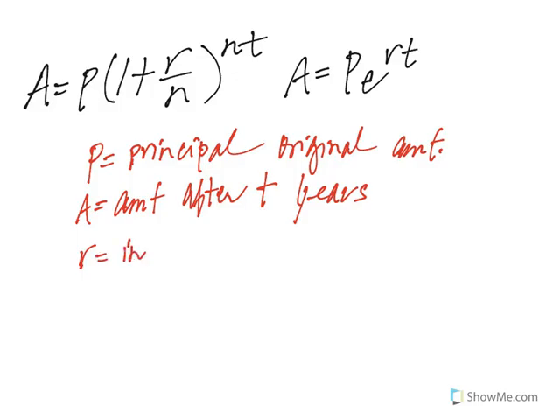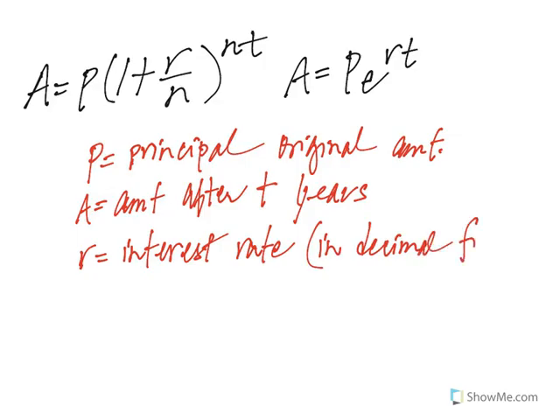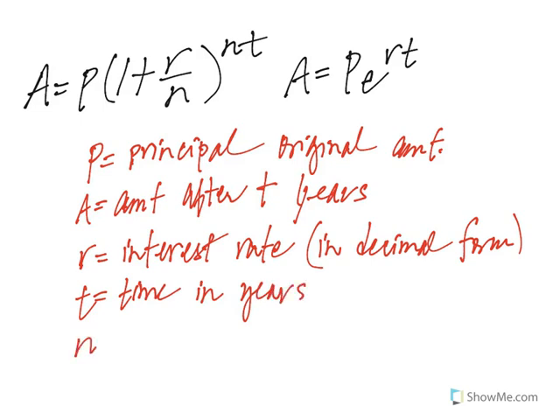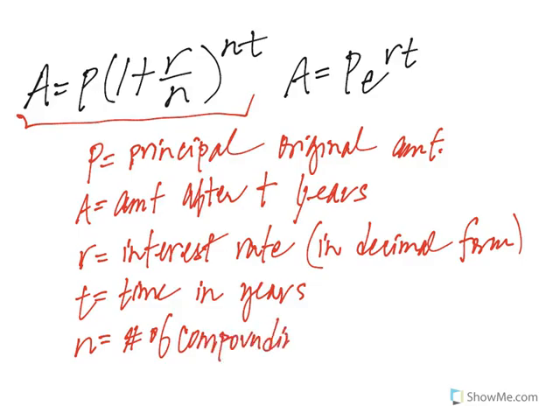R is equal to the interest rate. I should say this is going to be in decimal form. T, of course, is time in years because we're dealing with annual interest rates. And N, even though we're not really going to be using the Apple Runt, N is the number of compoundings per year.